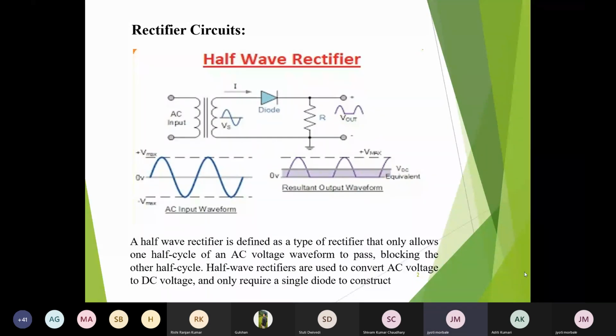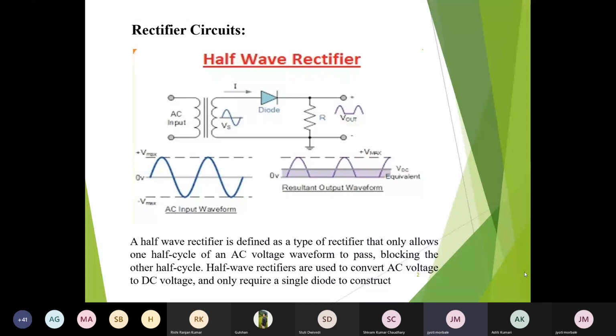Below that, the AC input waveform is drawn with 0 voltage at the ground level. Whatever positive signal is there goes above the ground level, indicated as plus Vmax. Whatever signal goes below the ground level is indicated as minus Vmax. So the total amplitude or swing of the signal is from plus Vmax to minus Vmax. This is the AC input waveform provided by the transformer to the diode circuit.